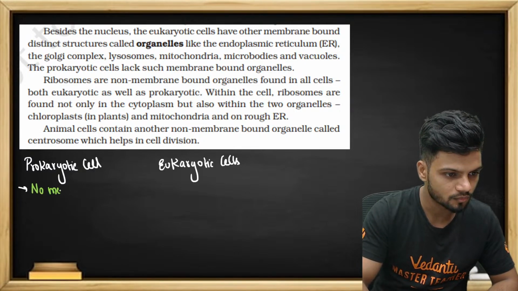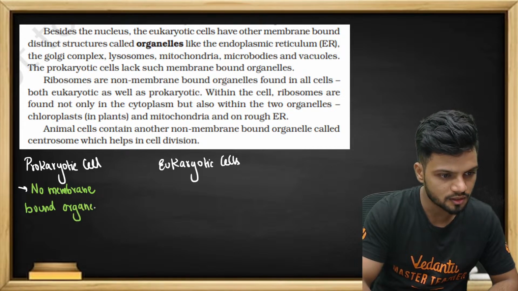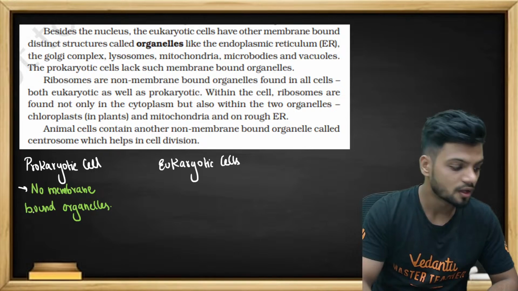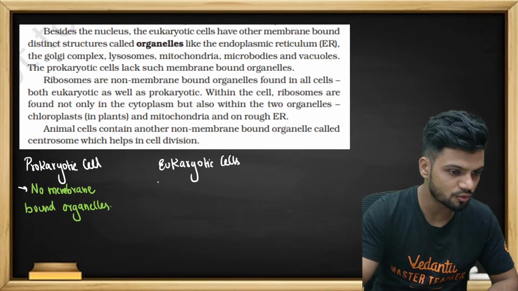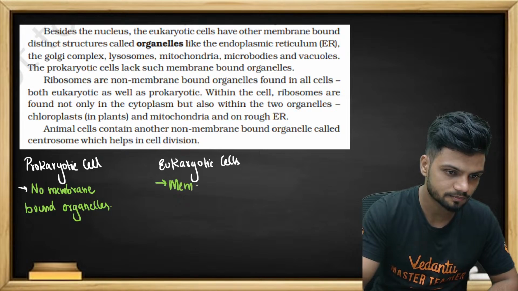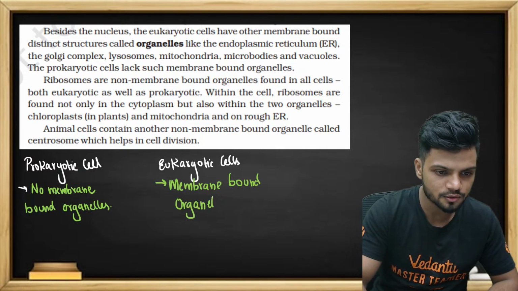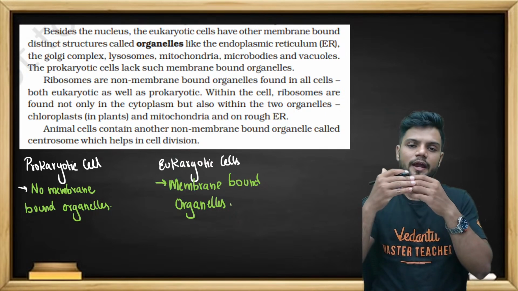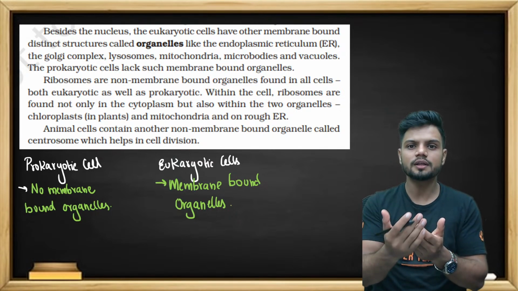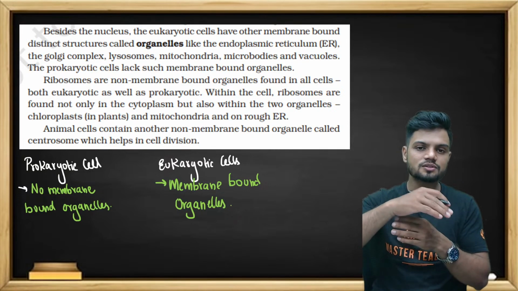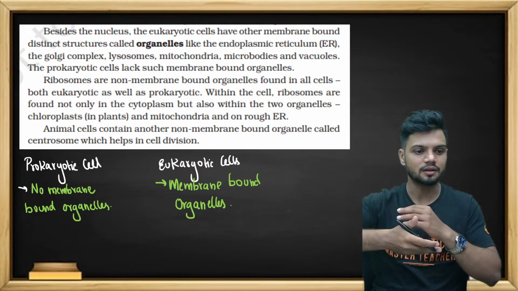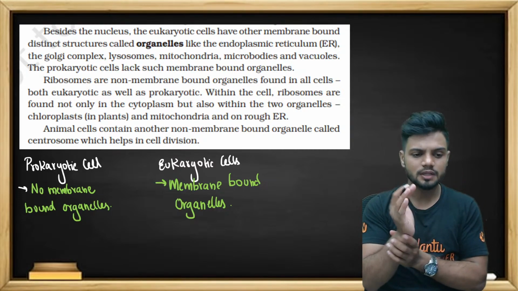There are no membrane-bound organelles in the case of prokaryotes. What about eukaryotes? Eukaryotes have membrane-bound organelles. What is the meaning of this, students? It could be endoplasmic reticulum, nucleus, Golgi body, lysosomes. All of these structures have a separate membrane around them. In the case of prokaryotes, they do not have any membrane at all.